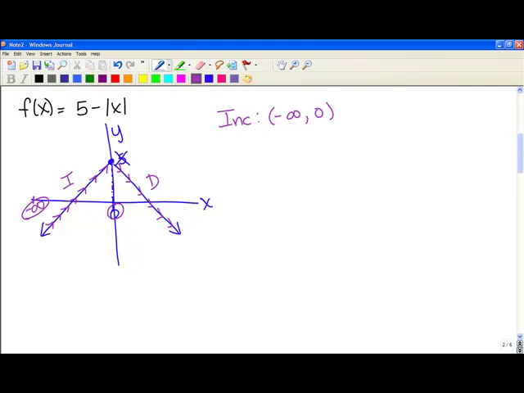And then let's look at the decreasing part. It starts decreasing at this same point, which is at 0, and it goes to the right forever, which would be infinity. So I'm writing down that it's decreasing from 0 to infinity. And that would be the solution.